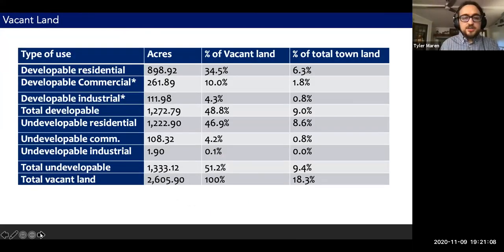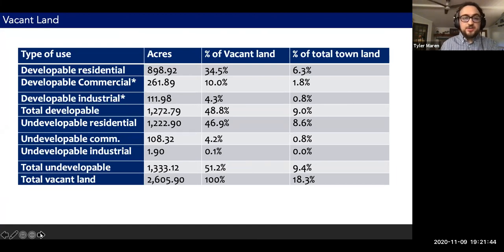We also are going to touch on the vacant land. If you remember, that was about 18% of the total land area. The assessor's database classifies it as either developable or undevelopable, and it's a pretty even split. I didn't highlight them super clearly, but it's about 51% undevelopable and 48.8% developable. That would be about 9% of the total town land that is vacant and still developable.